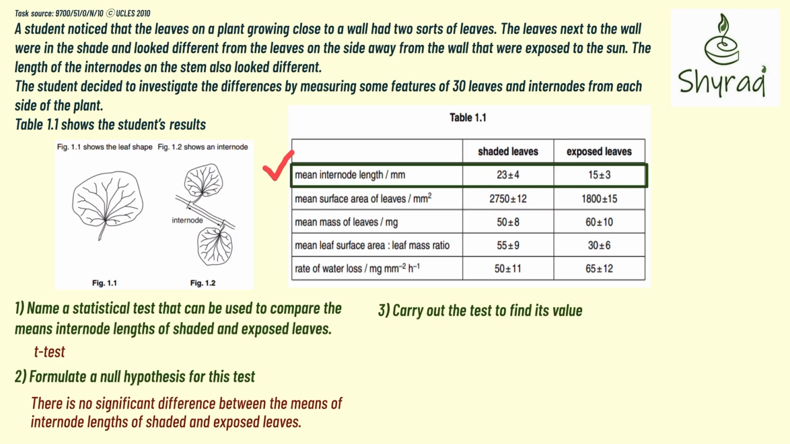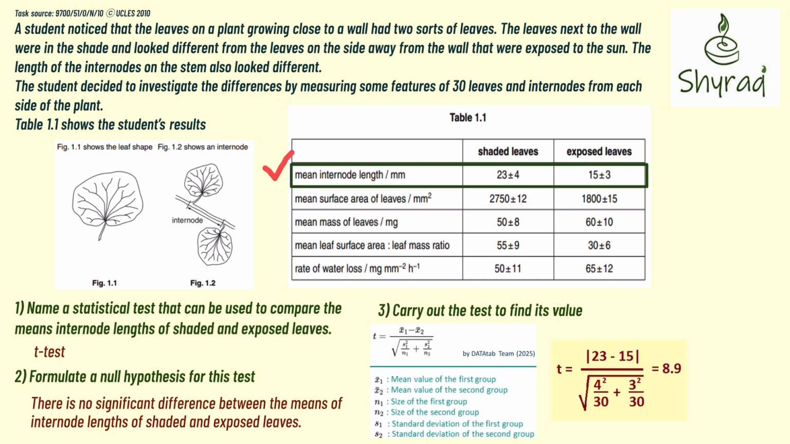Next, carry out the test to find its value. In order to carry out the t-test, you use the formula as you can see on the screen. To use the formula, you need to find the mean values, standard deviation values, and sample size values of both groups. As you can see from the table, the mean value for the shaded leaves group is 23, whereas for the exposed leaves group, the mean value is 15. Standard deviation for the shaded leaves group is 4, and for the exposed leaves group is 3.